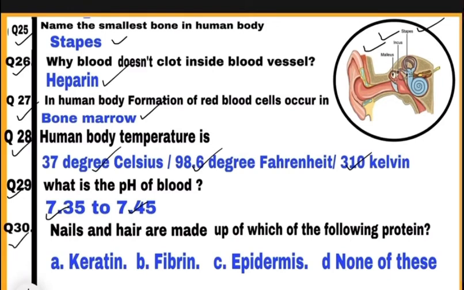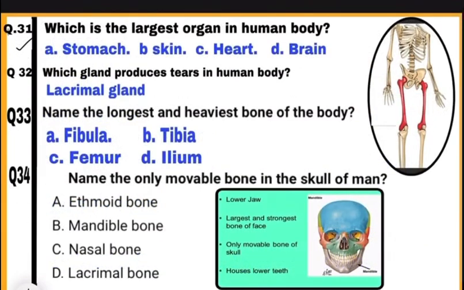Question 30. Nails and hair are made up of which of the following protein? Nails and hair are made up of keratin. 31. Which is the largest organ in human body? Skin is the largest organ in human body. 32. Which gland produces tears in human body? Lacrimal gland present in eyes, they produce tears in human body.